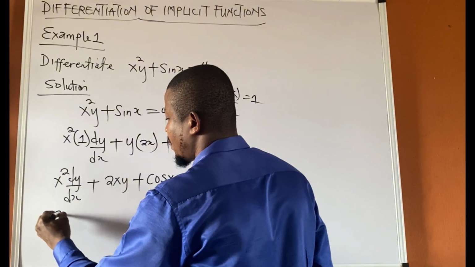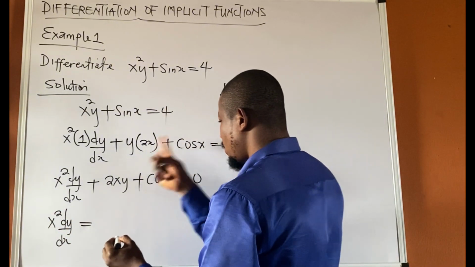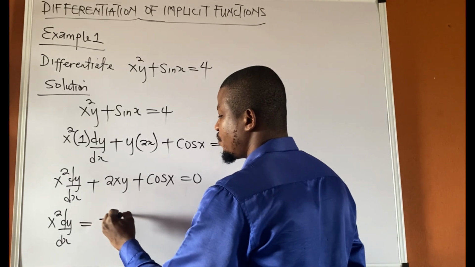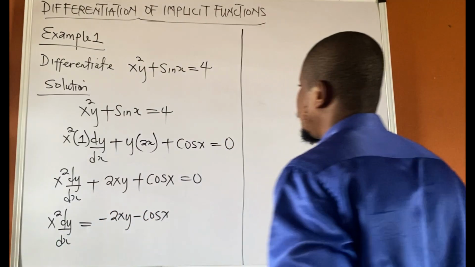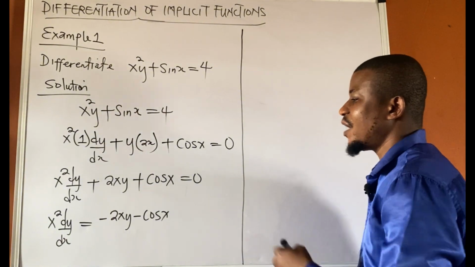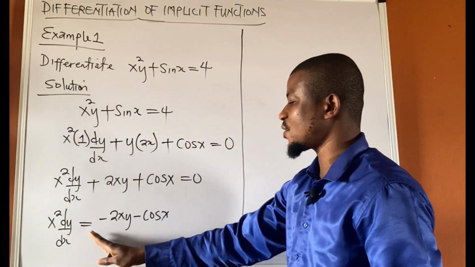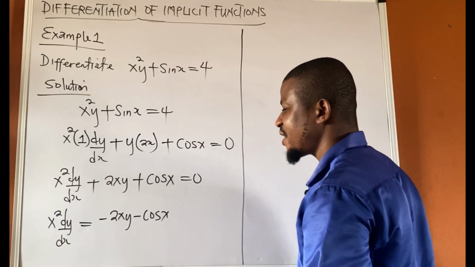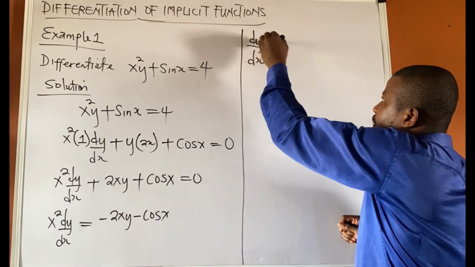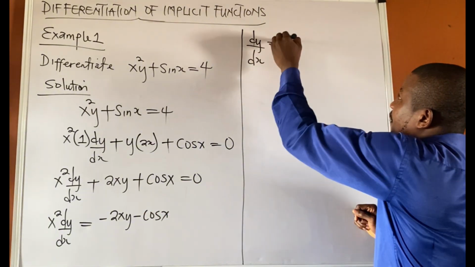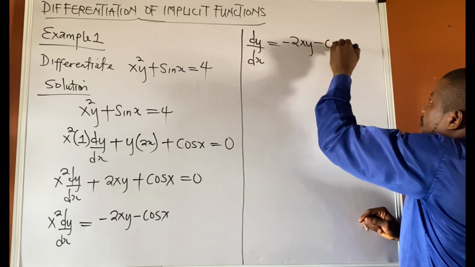So we have x squared dy/dx equal to, we push all of this to the right hand side, minus 2xy minus cos x. So from here we have x squared dy/dx equal to this. The next step is just to make dy/dx the subject of the formula. So we have dy/dx equal to, on the right hand side, negative 2xy minus cos x.